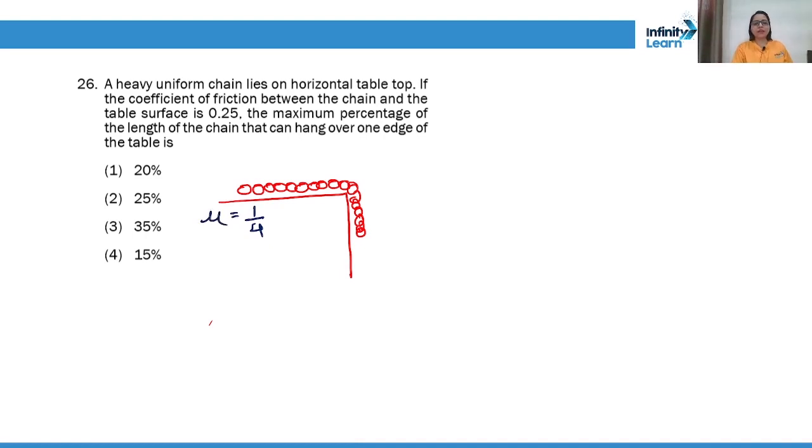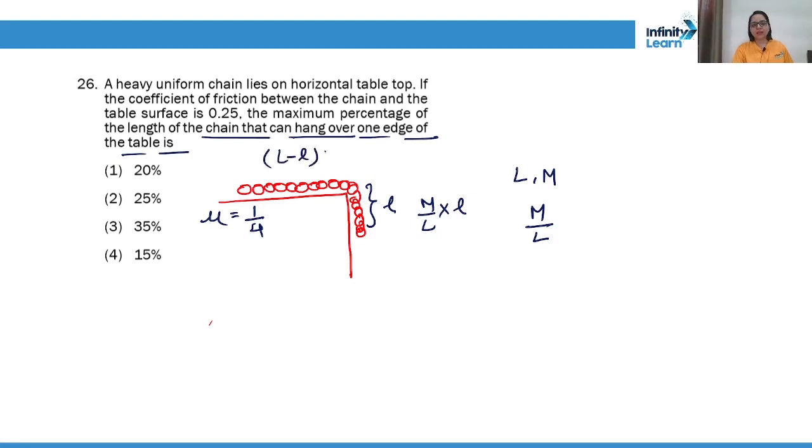We need to find the maximum percentage of the length of the chain that can hang over one edge of the table. So let's say the total length is capital L and the total mass is capital M. So the mass per unit length is M upon L. Let's assume that small l part of this length is hanging. So the mass of this part will be M upon L into l. And the remaining part, L minus small l, is on the table. So its mass will be M upon L into (L minus l).